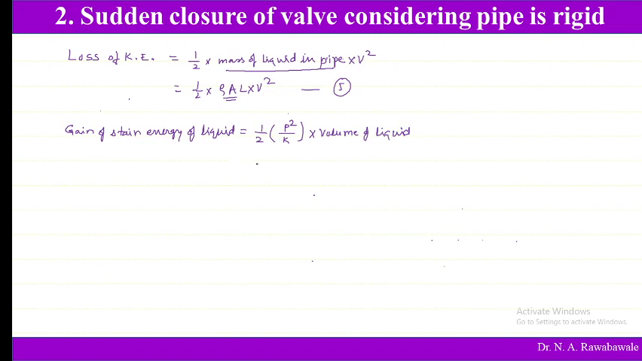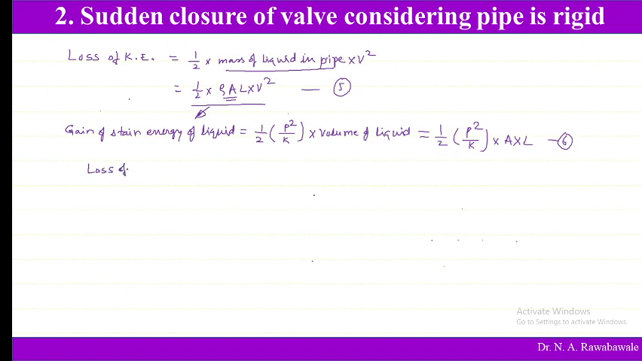So we can equate this to 1 by 2 P square divided by K into volume of liquid, which is A into L, where A is the cross-sectional area and L is the length. We call this equation number 6. Now the kinetic energy which is lost is converted into strain energy. So this complete kinetic energy is converted into strain energy, that is, loss of kinetic energy is equal to the gain of strain energy.